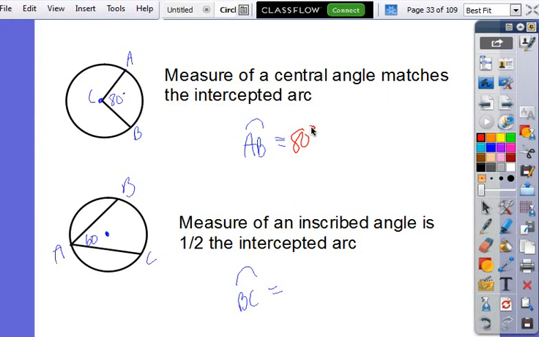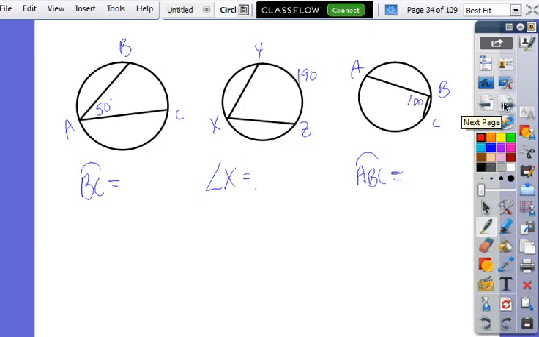The angle is the small one. The arc is the big one. So this 60 is half of whatever this one is. So then that means it's got to be 120. If it gives you the angle, you multiply by 2. If it gives you the arc, you divide. All right, copy those down so we can go over them.